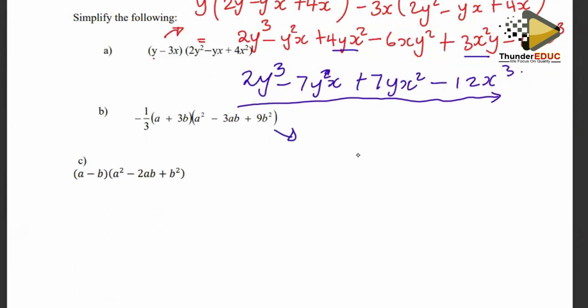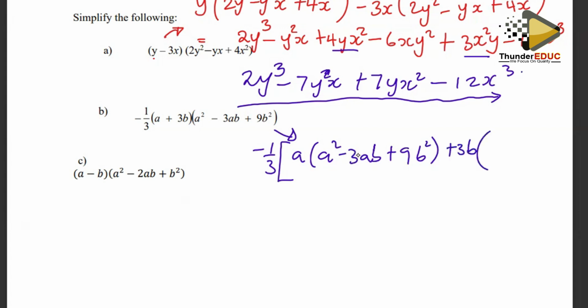We have negative 1 over 3 and this whole thing. So I'll say negative 1 over 3 multiplied by a squared minus 3ab plus 9b squared. Okay, this is a plus 3b into that whole thing, so a squared minus 3ab plus 9b squared. Okay, so I'll keep the negative 1 over 3 out.